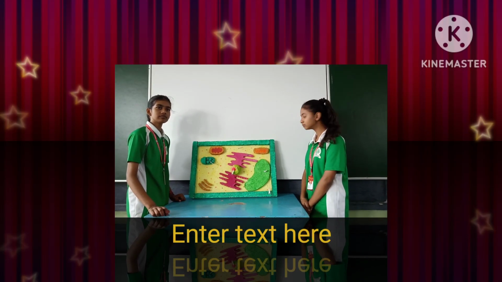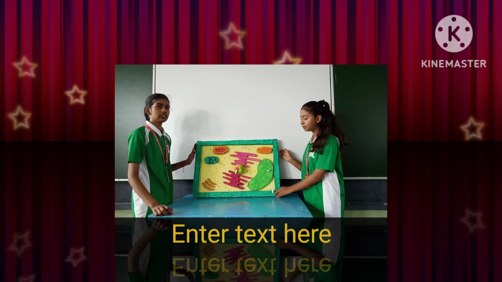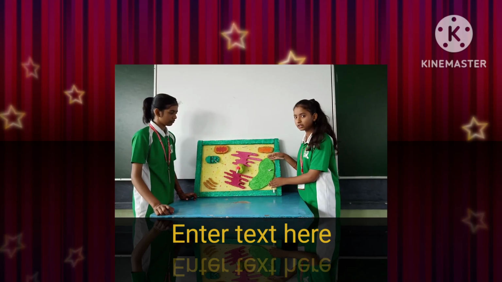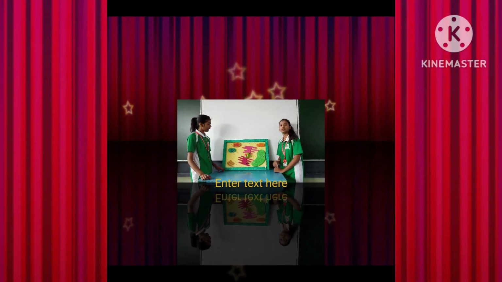How to prove that this is a plant cell? Because it has a cell wall made up of cellulose, it has big vacuoles in comparison to animal cells, and it has chloroplast.